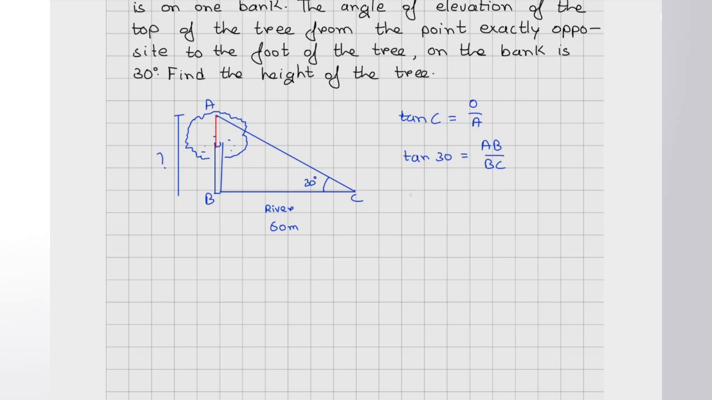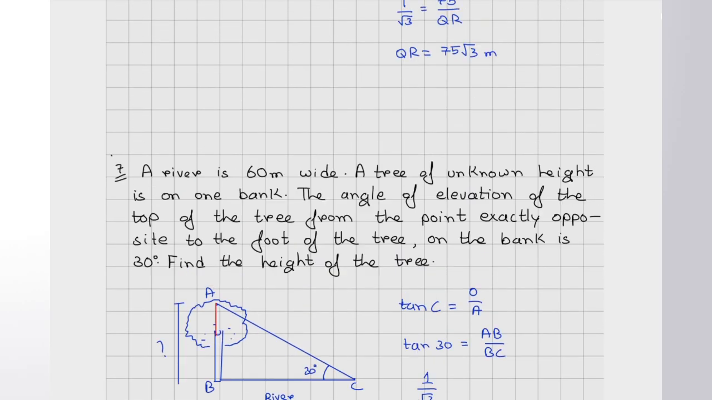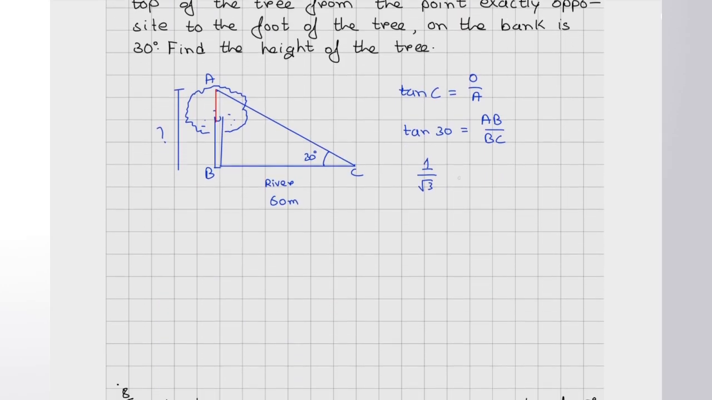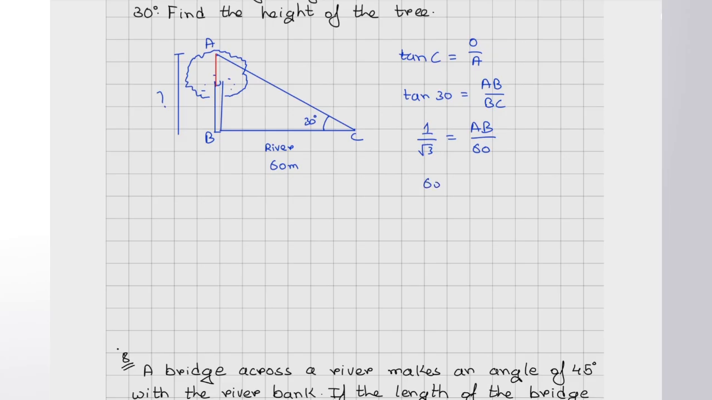The value of tan 30 is, I hope you know, 1 by root over 3. Here also it was 30, yes. So 1 by root over 3 is equal to, what is the value of AB? We don't know, so we'll write AB. What is the value of BC? That is 60. Now we'll cross multiply as usual. 60 is equal to AB root over 3.